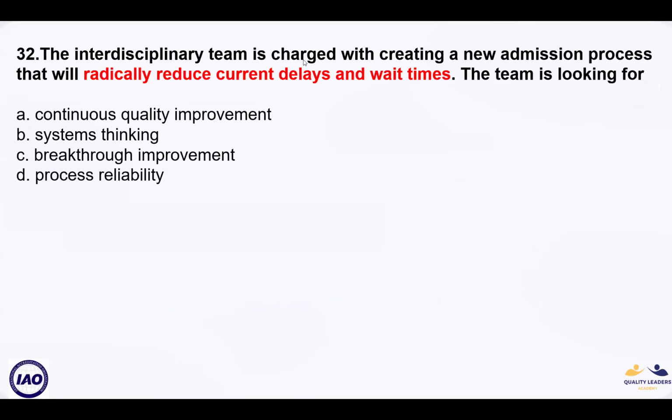Now, the interdisciplinary team is charged with creating a new admission process that will radically reduce current delays and waiting times. The team is looking for what? Here, the keywords for this question are new admission process, radically reducing the current delays and wait times. So, again, when you think about radically reducing and creating new admissions, this is something dramatic. This is not an incremental tweak. Okay. So radically means it's not gradual.